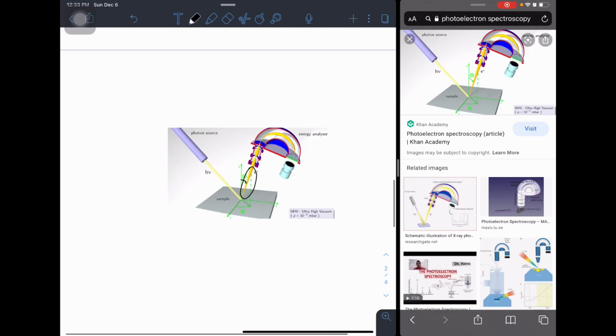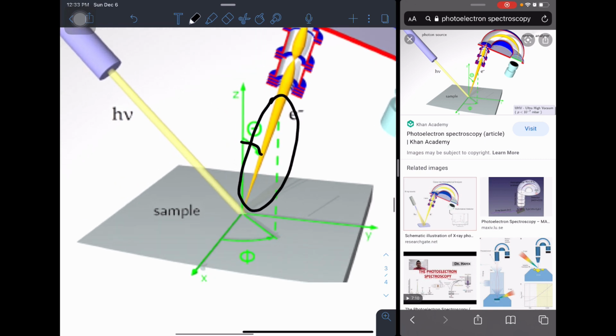Next up, we have photoelectron spectroscopy. Basically, it's when you shine some form of energy at some solid, and if the light energy is greater than the ionization energy, then it'll break the attraction holding the electron in place, and that will be converted into kinetic energy, and that electron will go flying.